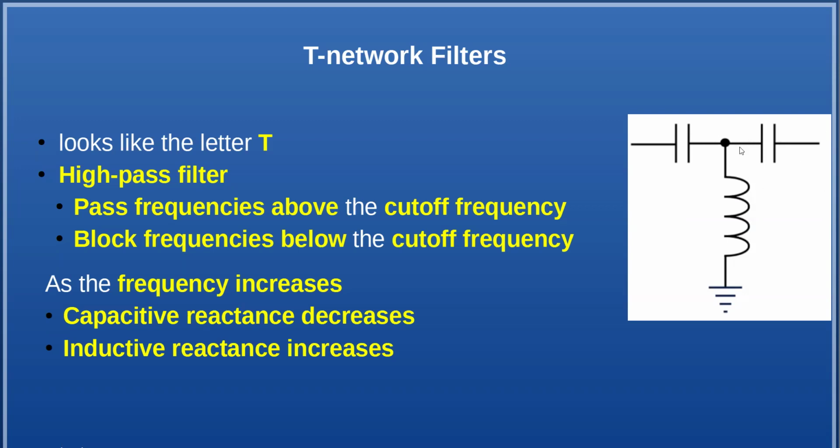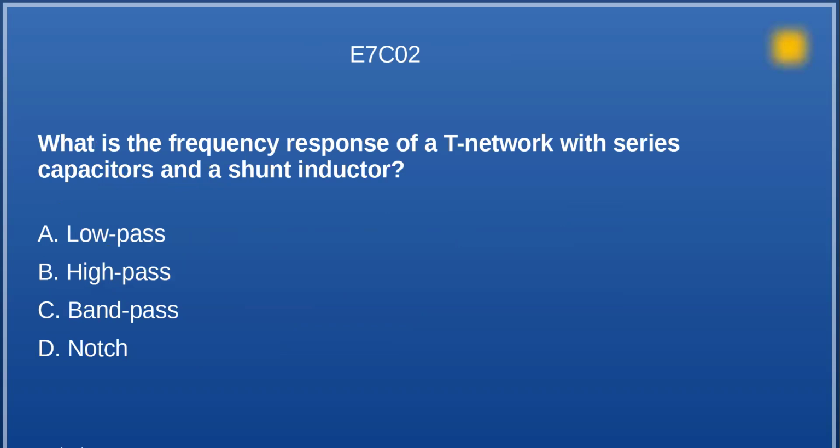Cutoff for red, then it's going to be 3 down. So the thing to remember is that as the frequency goes up, the capacitive reactance decreases, becomes less reactive, and the inductive reactance increases. So it's going to pass less. So what's the frequency response of a high pass filter with the series capacitors?